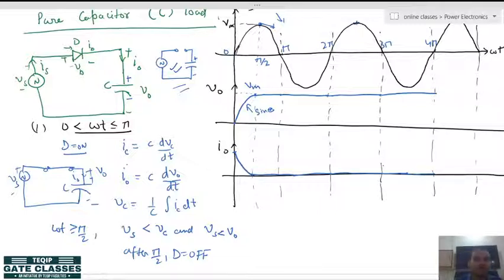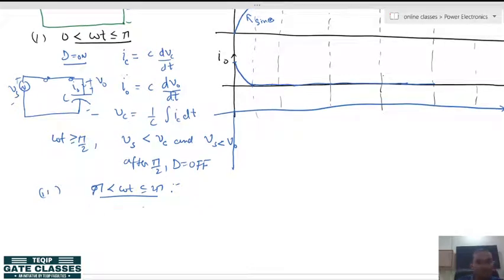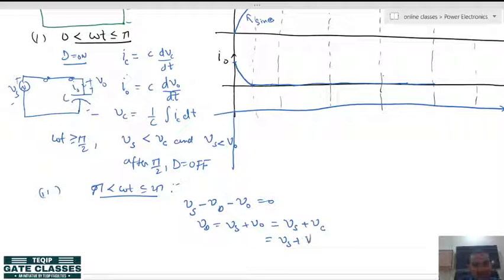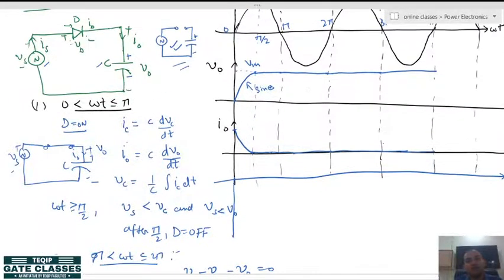Now, what will be the PIV rating of the diode in the pure capacitor case? What kind of PIV rating of diode do you require? You can see that the diode has become reverse biased, one due to the supply and second due to the capacitor. So, just write the KVL equation here: Vs minus Vd minus V0 equal to 0. Hence the diode voltage is equal to Vs plus V0, and we know that V0 is equal to Vc, so Vs plus Vc, and Vc is basically Vm. So, we can write Vs plus Vm, where Vm is a constant voltage.